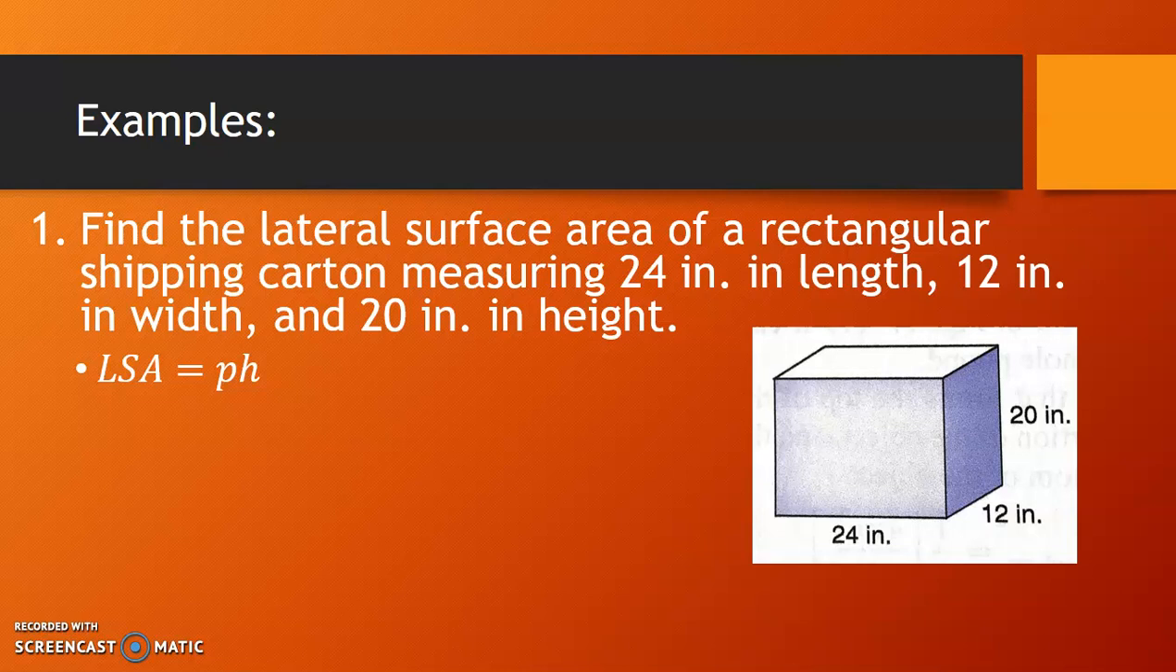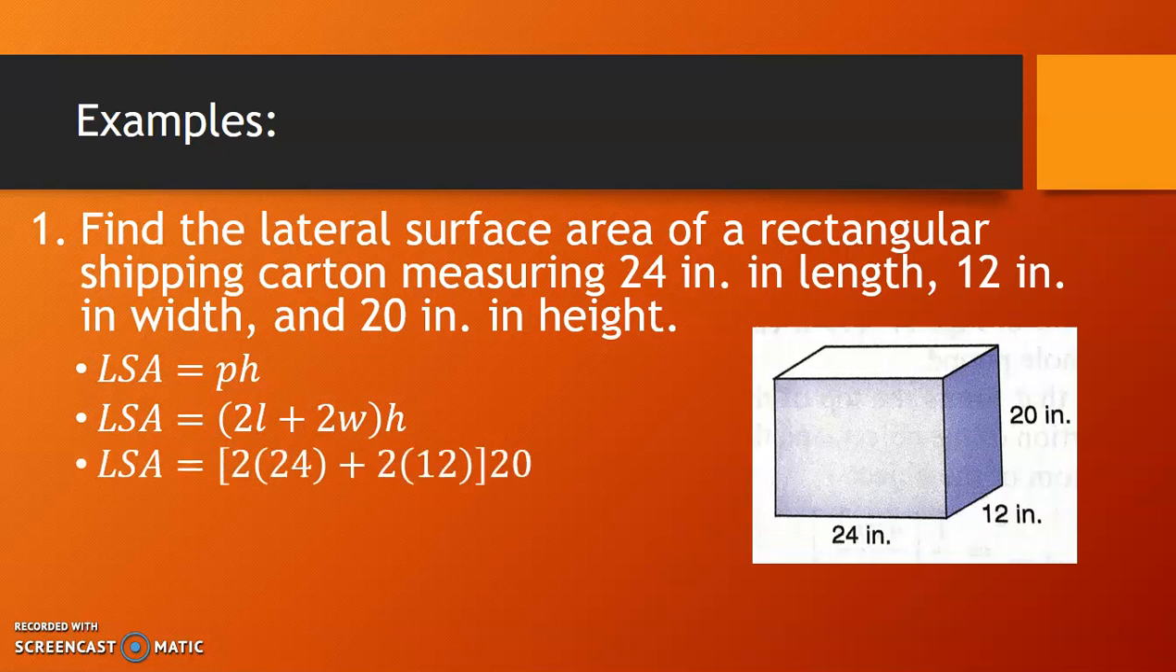So we have to find the perimeter of the base shape. Now since this is a rectangular shipping carton, that means it would be a rectangular prism. So the base shape is going to be a rectangle. To find the perimeter of a rectangle, you do 2 times the length plus 2 times the width. So you can see how I've replaced P with that formula, and then times H, which would be the height of the prism. Remember, height of prisms or like cylinders would be the distance between the two bases.